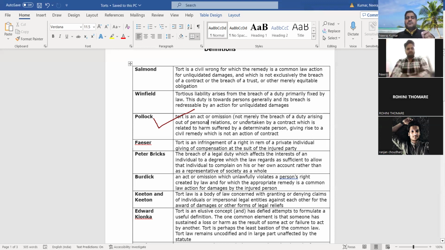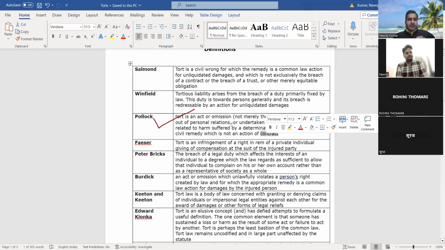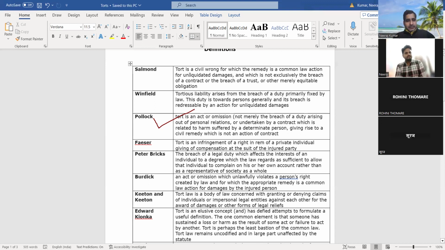If the other person is experiencing loss, again it's a tort. Not merely the breach of duty arising out of personal relations or undertaken by contract. See again, everywhere they are saying contract, right? Because a contract defines what will happen when it goes good and what happens when it doesn't go good. Contract defines all the boundaries. Tort is not. Same thing. So there is the word they are saying, civil remedy. So all three definitions have almost the same meaning, just words here and there.